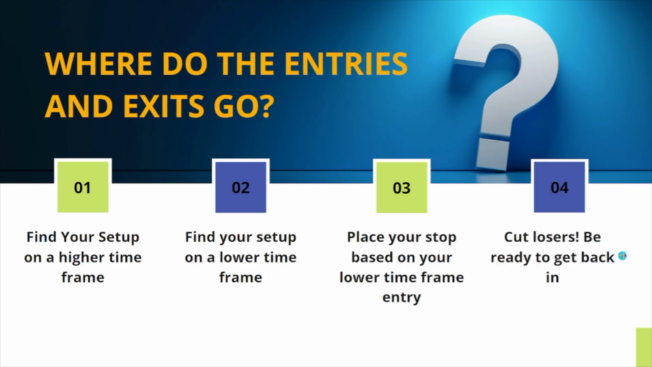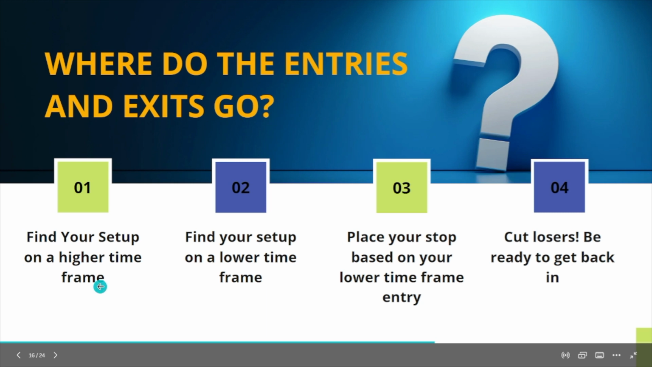Alright, so where do the entries and the exits go? I'm going to go a little bit more in detail into this, but there are 4 rules that I want you to understand. You're going to find your setup on a higher time frame. So if you have an actionable signal like a hammer on the week and it's an inside bar and you're looking for a 2-1-2 up on the week, you're going to find that setup, and then you're going to drop down to a lower time frame.